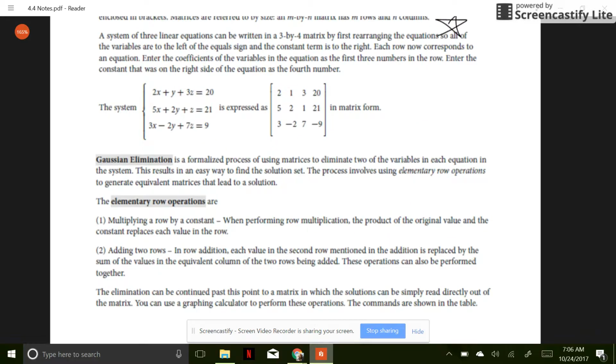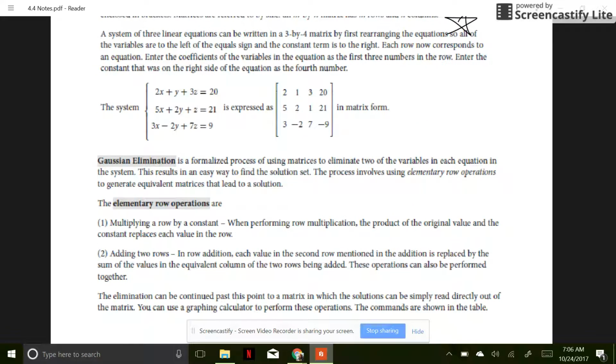So based on this system, 2x plus y plus 3z equals 20, 5x plus 2y plus z equals 21, 3x minus 2y plus 7z equals 9 is represented as the matrix 2, 1, 3, 20, 5, 2, 1, 21, 3, negative 2, 7, and wow. Looks like they made a mistake there. I'm not sure what it's supposed to be. It's either 9 or negative 9. Whatever they decided it's supposed to be, that's what it's supposed to be. You take the coefficients in front of the variables. One key thing is to make sure the variables are all in the correct order. So make sure all the x's are first, y's are second, and z's are third.